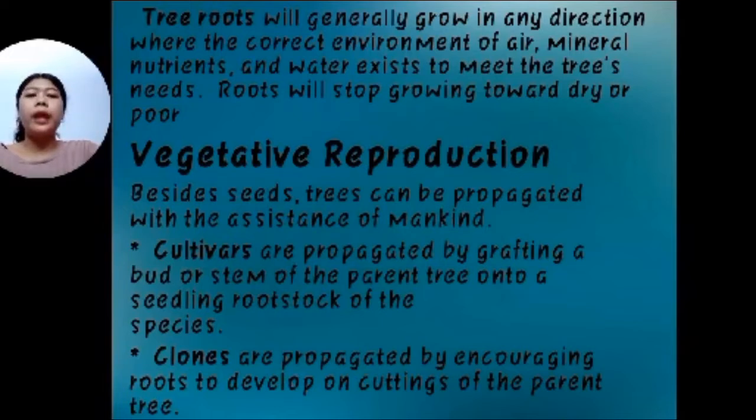Clones are propagated by encouraging roots to develop on cuttings of the parent tree. So clones or cloning is a technique scientists use to make exact genetic copies of living things. Genes, cells, tissues, and even whole animals can all be cloned, and some clones already exist in nature.